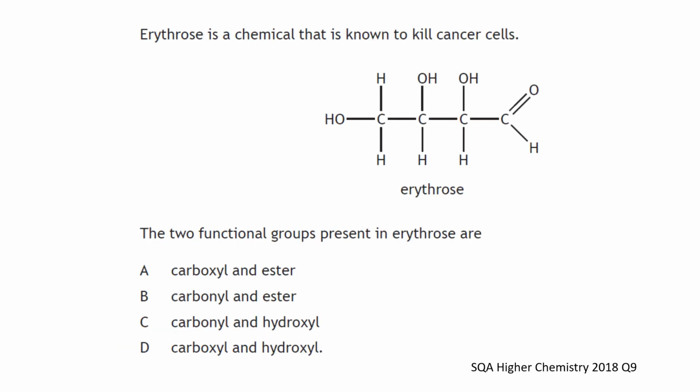This exam question is testing that you know your functional groups, so pause the video and see if you get the correct answer. Okay, so the functional group we see circled here is a carbonyl group. In addition to that, we've got 3 hydroxyl groups. So our correct answer is C.